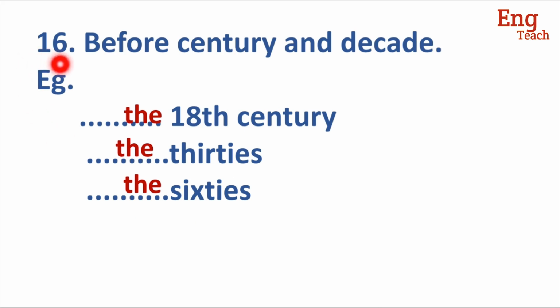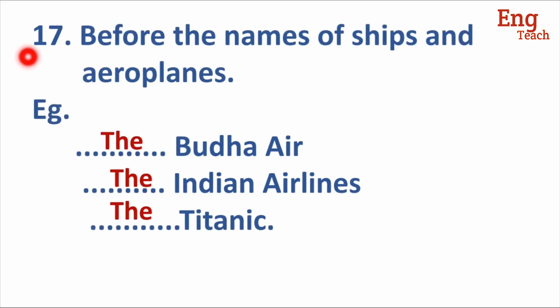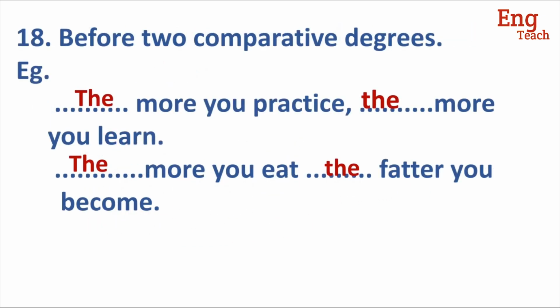Rule number 16. The is used before century and decade. For example, the 18th century, the 30s, the 60s. Rule number 17. The is used before the names of ships and aeroplanes. For example, the Buddha Air, the Indian Airlines, the Titanic. Rule number 18. The is used before two comparative degrees. For example, the more you practice, the more you learn. The more you eat, the fatter you become.